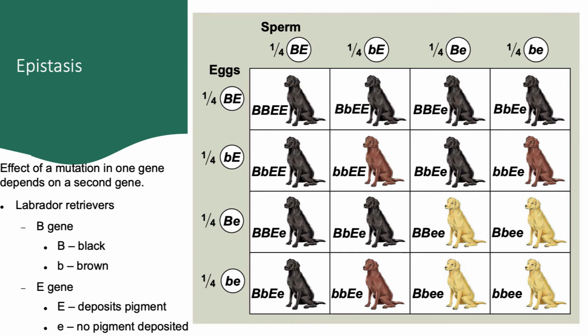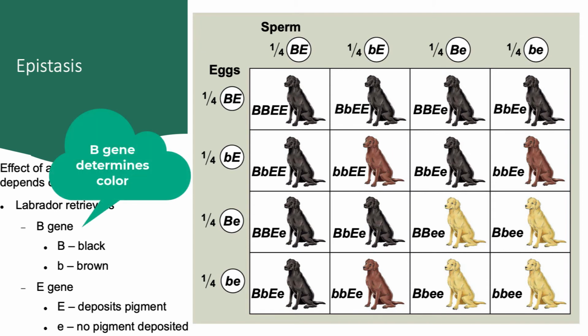Sometimes a single trait can be affected by more than one gene. In epistasis, the effect of one gene alters the effects of the second gene. This is the case with coat color in Labrador Retriever dogs. The B locus determines the color, and so dogs may be either black, with a dominant B allele, or brown, with two recessive little b alleles.